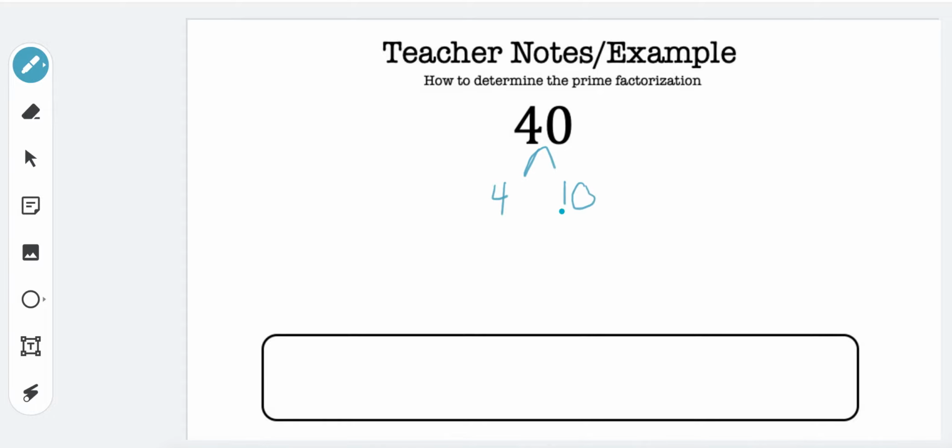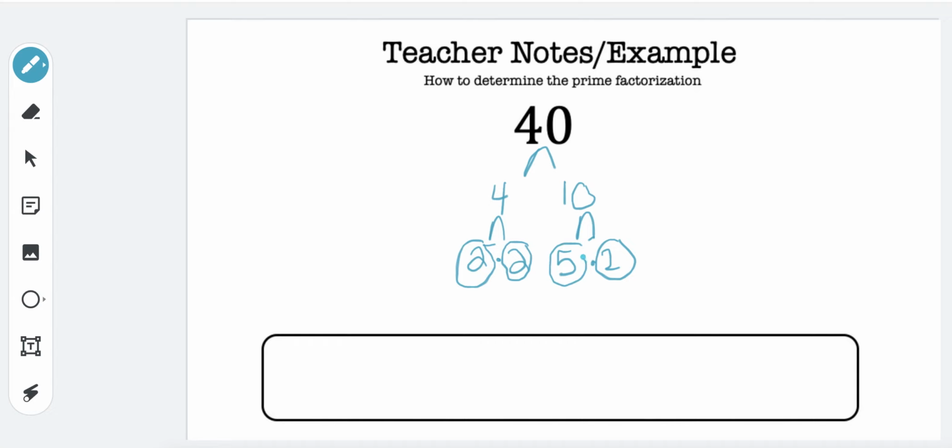Now what you want to do is keep breaking these down until they're only prime. Okay, so 4 I know is a composite number, so 4 can be 2 times 2. And anytime I come up with a prime factor, I'm going to circle it. All right, so 2 is prime, 2 is prime. But 10 is not prime, right? So I know that 10 can be 5 times 2. And both of those are prime.